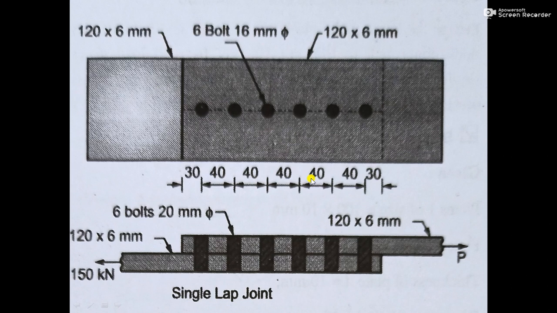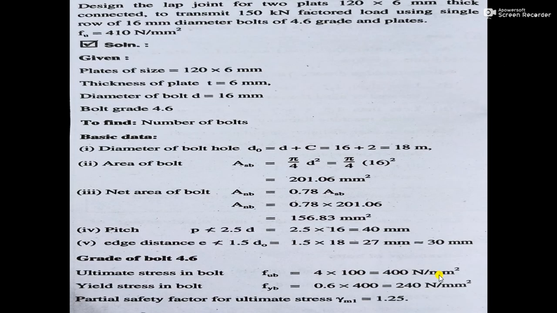So draw a sketch. This is the plan, and this is the section, cross section or front view. In the front view you can see this is the upper plate, this one is the lower plate, and they are connected by 6 bolts. This is the sketch. So likewise you have to solve these problems.